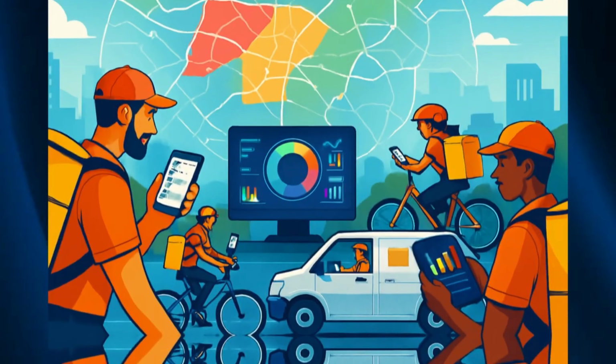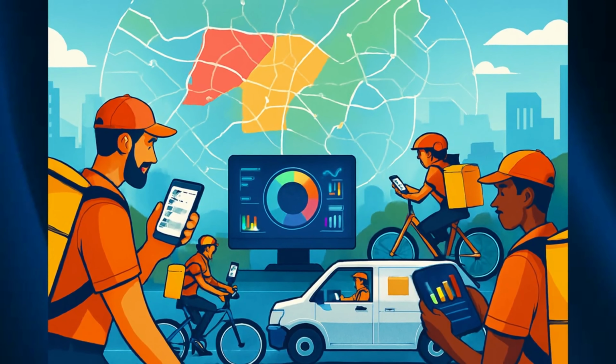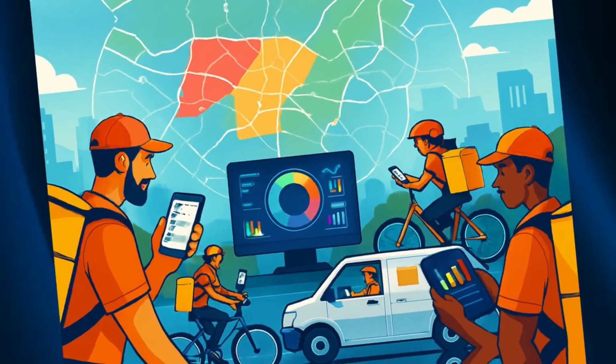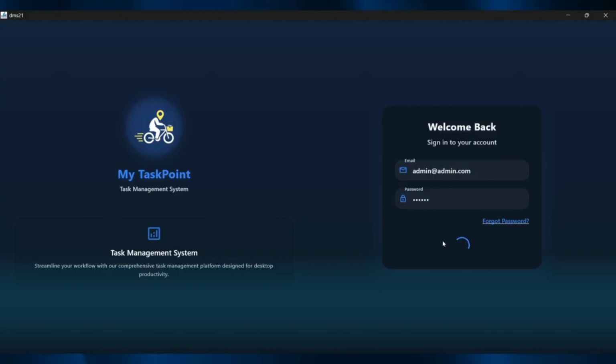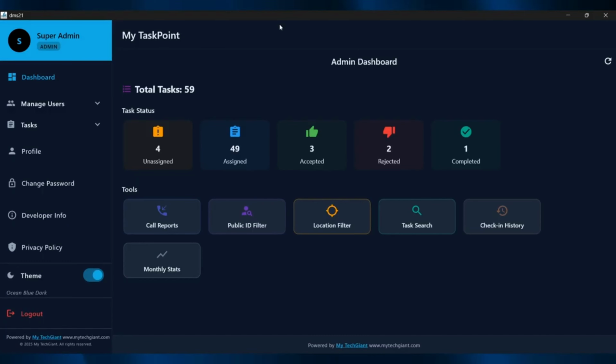Today I would like to introduce our latest software product, TaskPoint. The main feature of TaskPoint is its smart task distribution and management system. TaskPoint is designed to make task distribution for delivery operations simple and efficient. It intelligently assigns tasks based on the field staff's location and the task's location.